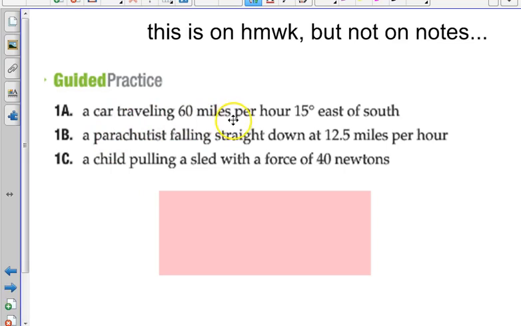A car traveling 60 miles an hour, 15 degrees east of south. Vector or scalar? Vector. Parachute is falling straight down at 12.5 miles per hour. Vector. A child pulling a sled with a force of 40 newtons. It is only a scalar because it doesn't say a direction, right? Even if it just said forward, then we would know the force is in action.